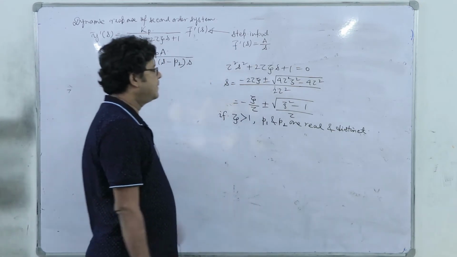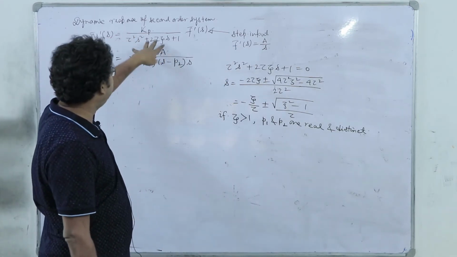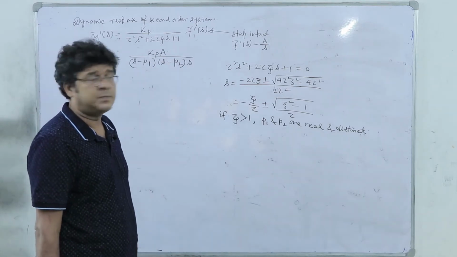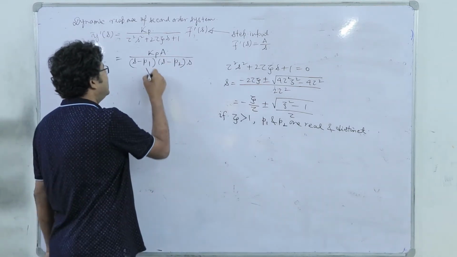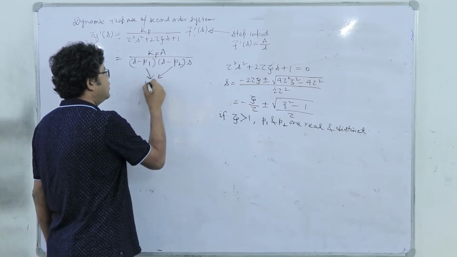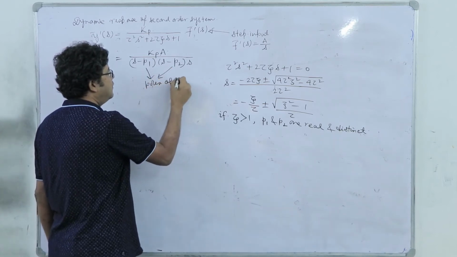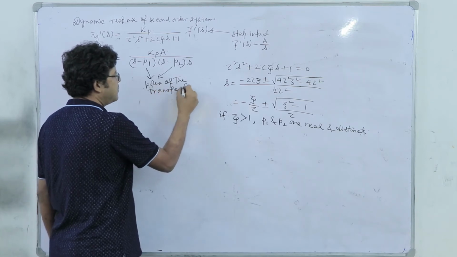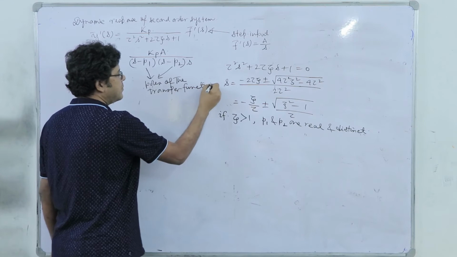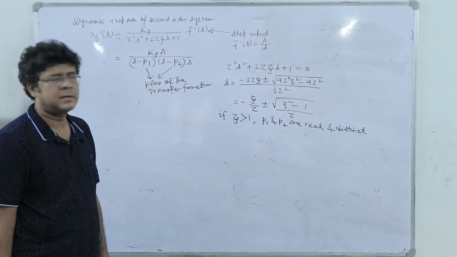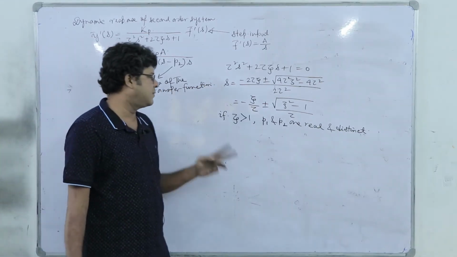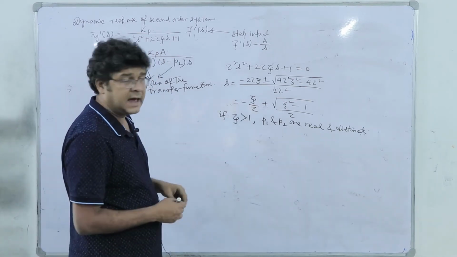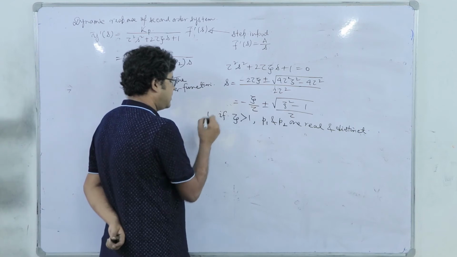So the denominator of any transfer function, when factorized, the respective roots are called poles, right? So P1 and P2 are poles of the transfer function. Now for zeta greater than 1, these poles are real and distinct, right? That is case 1.